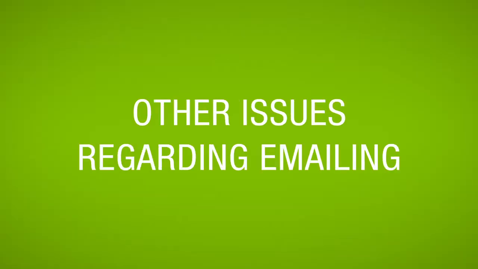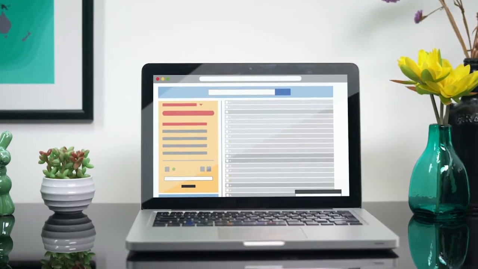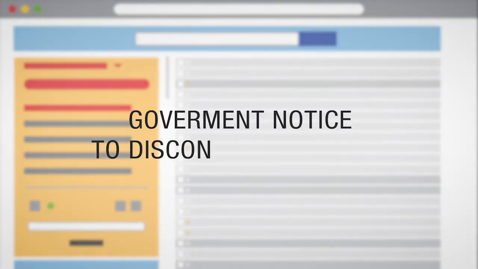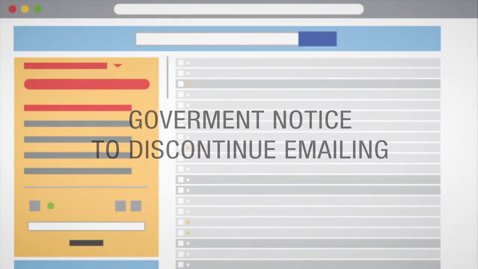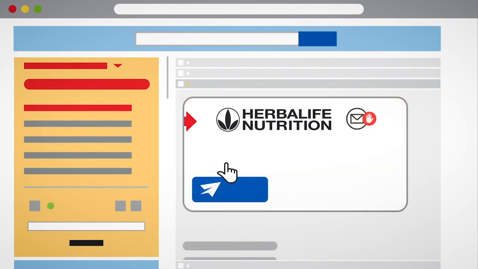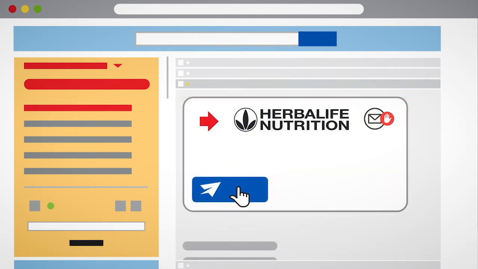Other issues regarding emailing. There are a few other important things to know about sending commercial emails. Distributors must immediately discontinue email activity if they receive any notice from a governmental authority regarding their email practices, and promptly report all notices to Herbalife Nutrition.